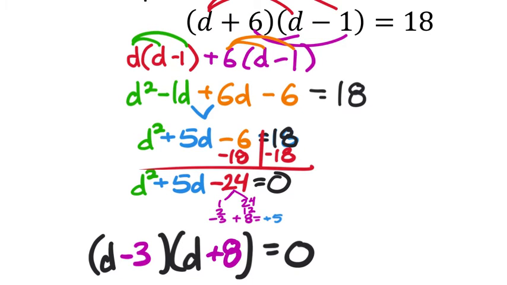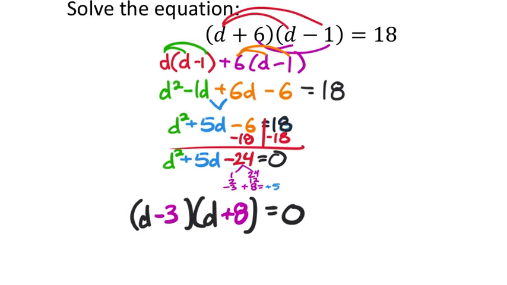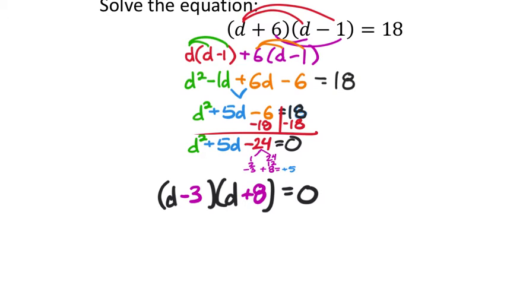Nope, it shouldn't. We got more work to do on this. We actually have to solve this, right? So the two factors on this, I got d minus 3. If I could make that d minus 3 equal to 0, then I'd get a true statement. So d minus 3, if I could make that equal to 0, well, just add 3 to both sides. And you get d equals 3.